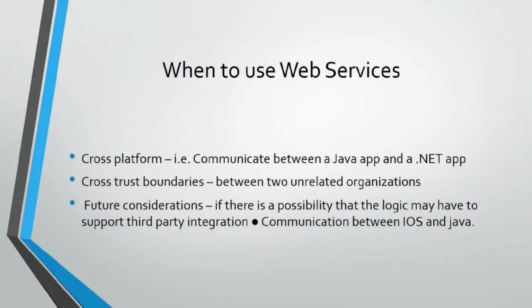When to use web services. Cross-platform, example, communicate between a Java app and a .NET app, pwede siyang magamit between a Java app and a .NET application. Cross-trust boundaries, between two unrelated organizations. Pwede dito i-example yung sa Lazada, pwede siya mag-ship using JNT, Lex or LBC. Future consideration. If there is a possibility that the logic may have to support third-party integration, for example communication between iOS and Java.